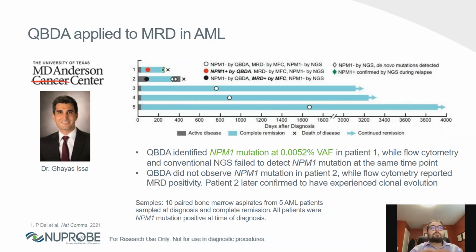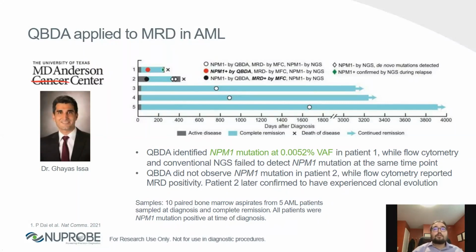So next, we applied the QBDA AML panel to a handful of retrospective clinical samples collected from 5 AML patients at time of diagnosis and also during complete remission. So using QBDA, we were able to identify a mutation in the NPM1 gene at 0.0052% VAF in patient 1. And this was missed by both flow cytometry and conventional NGS. This patient later passed away due to relapse of the disease.